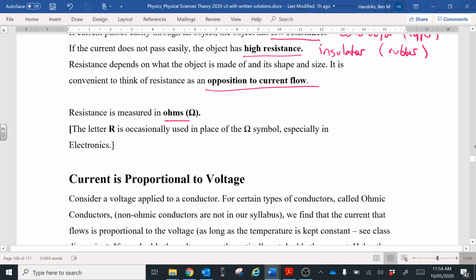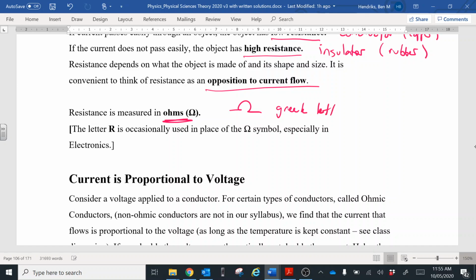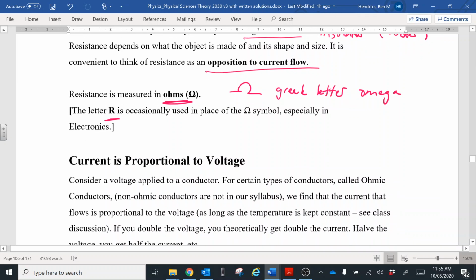Resistance is measured in ohms. The ohm symbol is the Greek letter omega. Sometimes R is used instead of the omega symbol, just to make it clear that it's resistance.